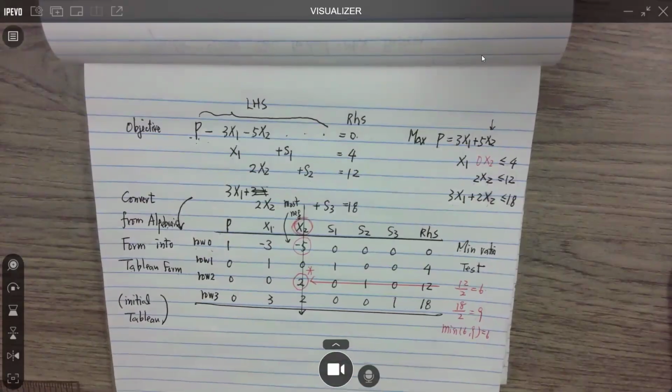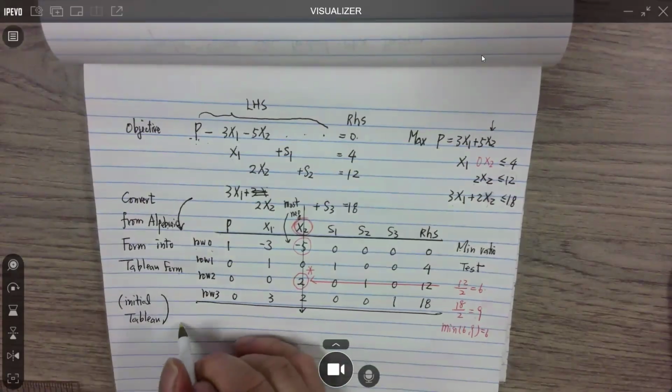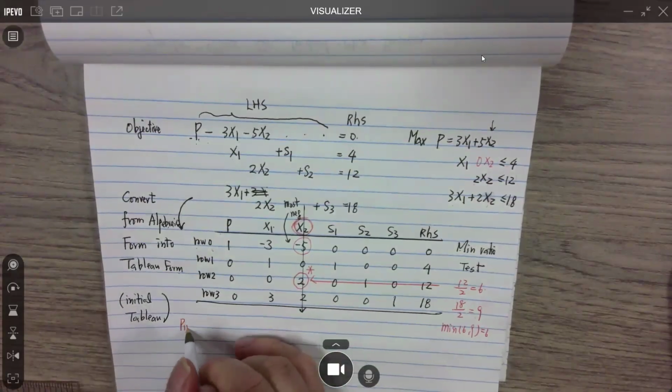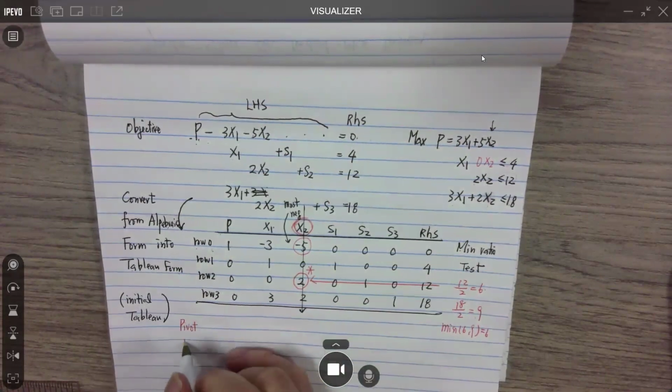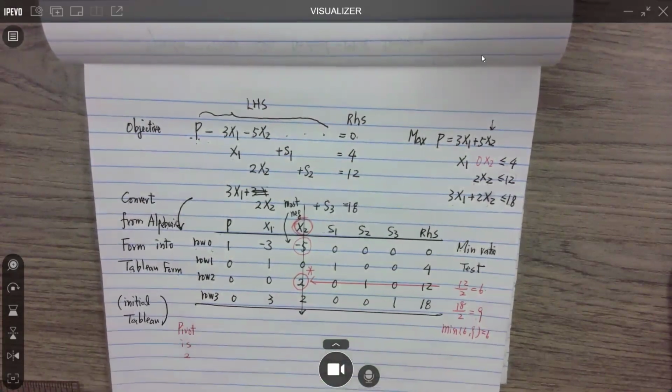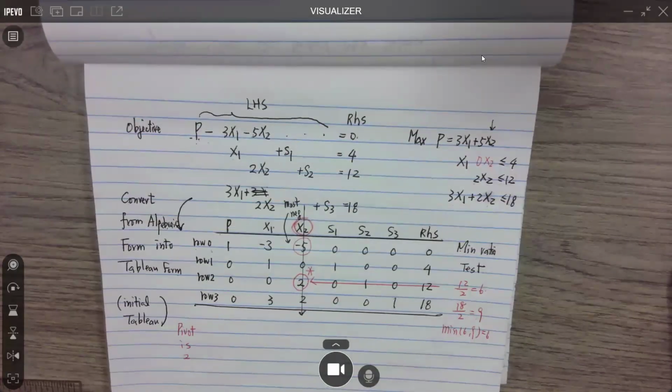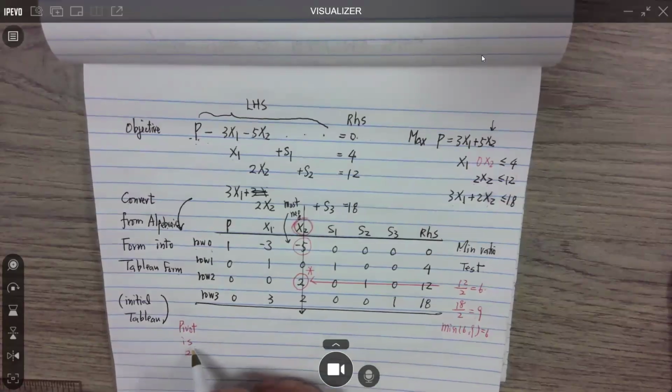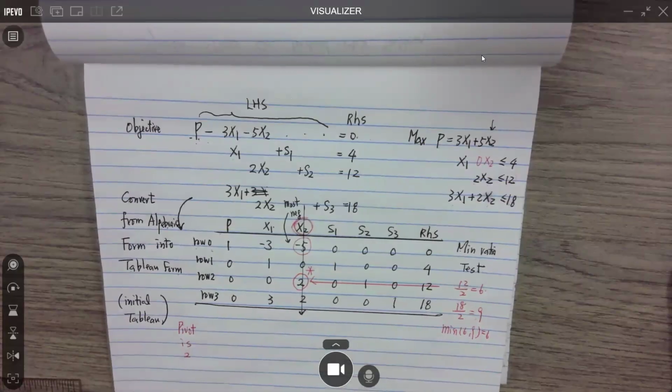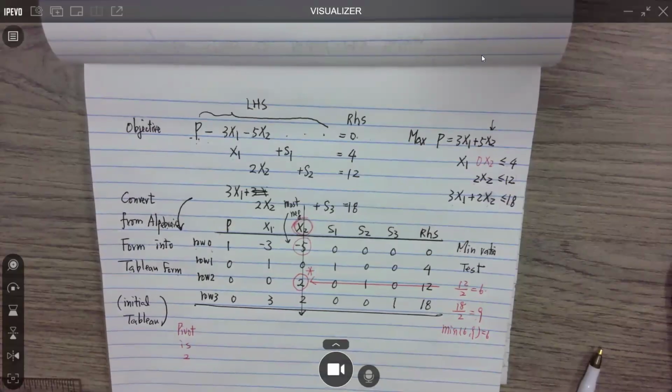So in this case, the pivot is 2, okay? And what are we going to do with the pivot? How are we going to deal with the pivot? You need to know how we solve the LP problem. Let me use another page so you understand how we can deal with this kind of situation.